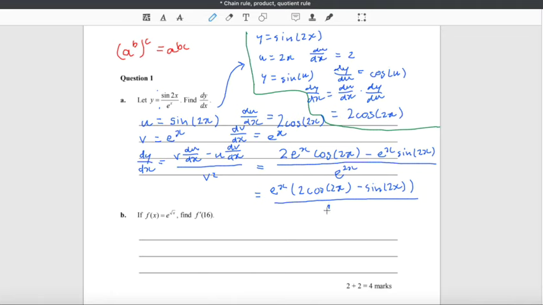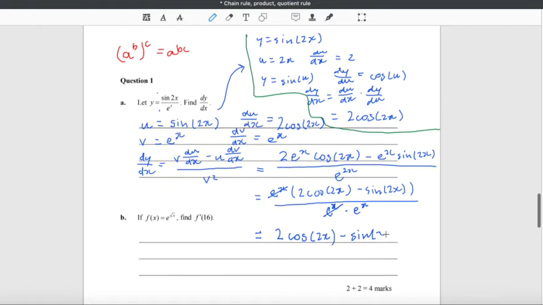e to the power of x times e to the power of x. So hopefully now you can see that that e to the x can cancel with that e to the x. And our final answer will be 2 cos 2x minus sine 2x, all divided by e to the power of x.